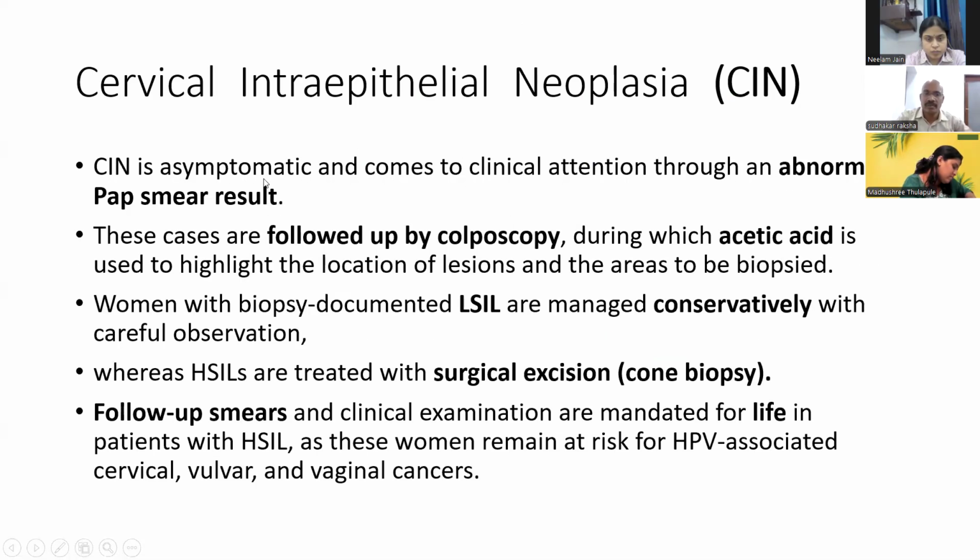So first, an abnormal pap smear report. It is followed by the colposcopy with acetic acid, and the abnormal areas are sampled. They are biopsied, and it is sent to the histopathology lab.